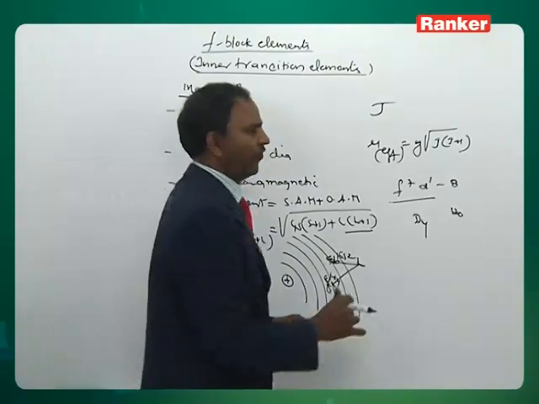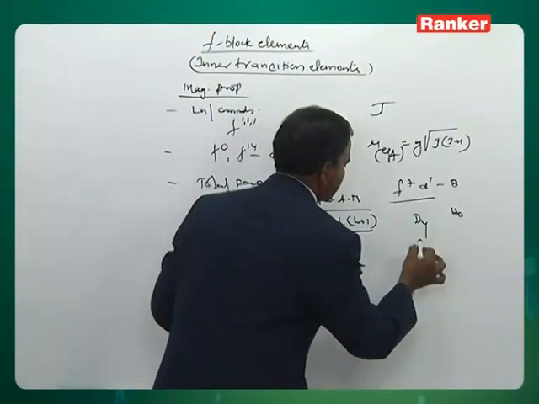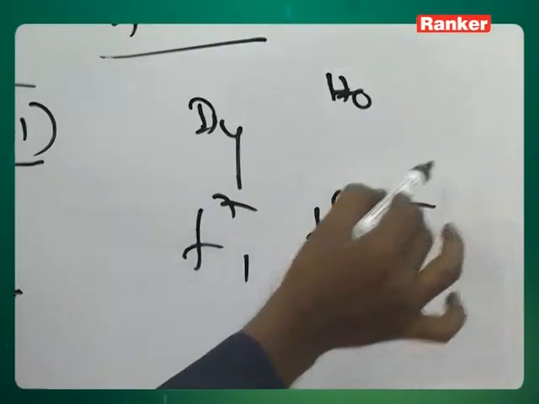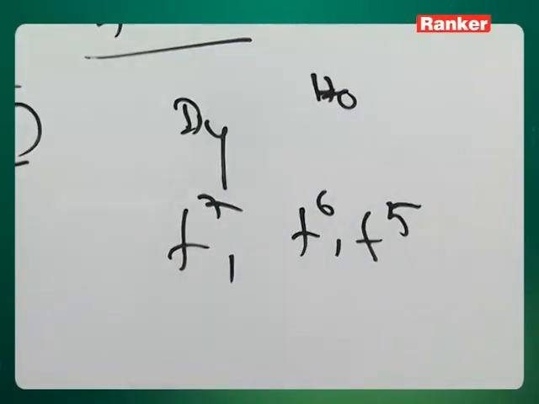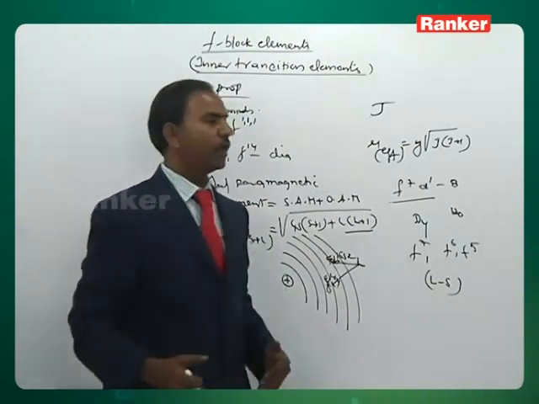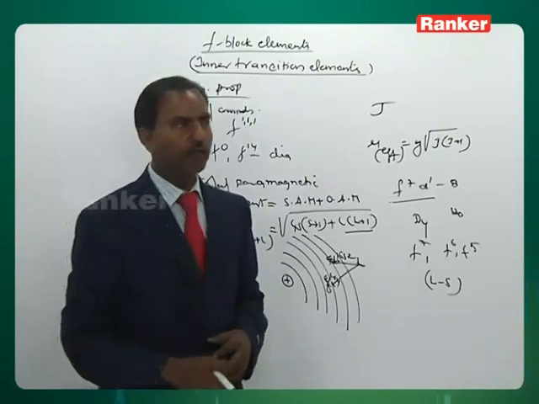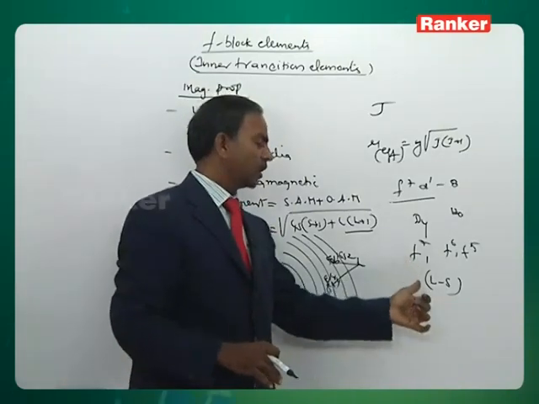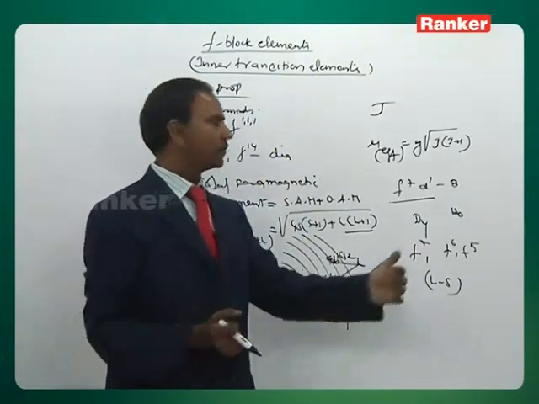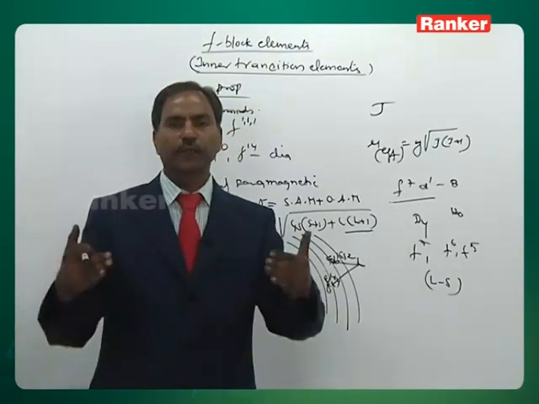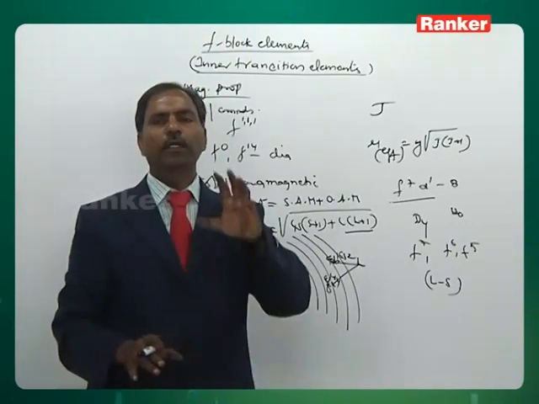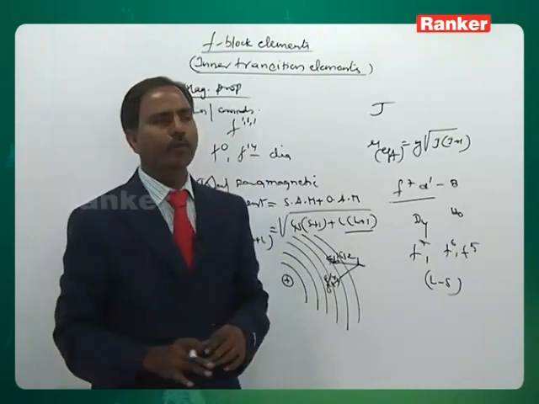Whenever the f subshell is half filled or less than half filled, like f6 and f5, then the spin angular moment and orbital angular moment are working in opposite directions. But f7 we see in gadolinium. Therefore, in this, the spin angular moment and orbital angular moment are working in opposite directions. Therefore, the paramagnetic moment in the case of gadolinium is less.